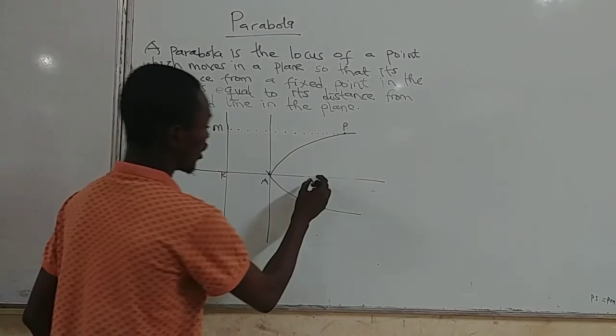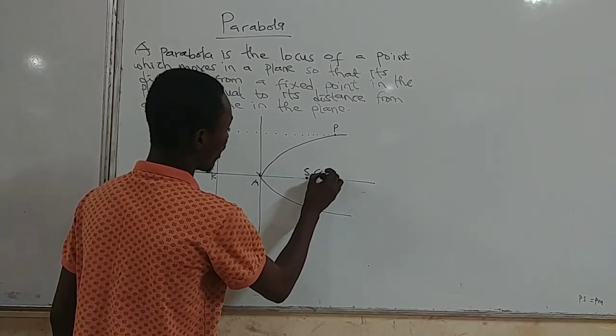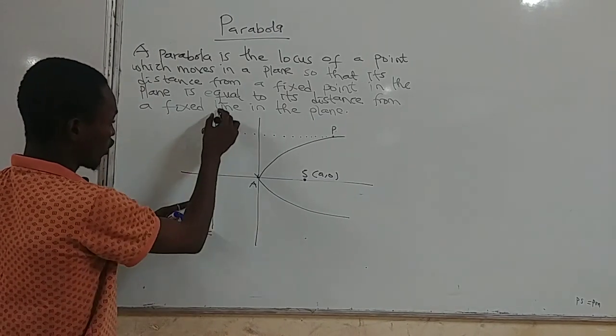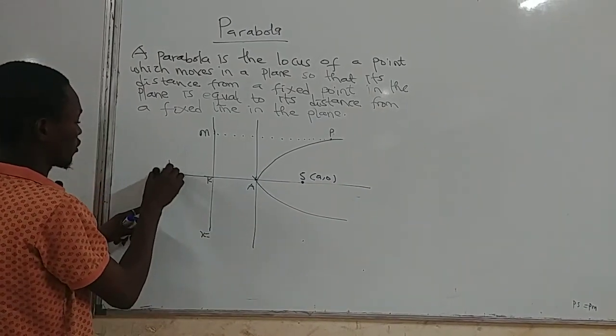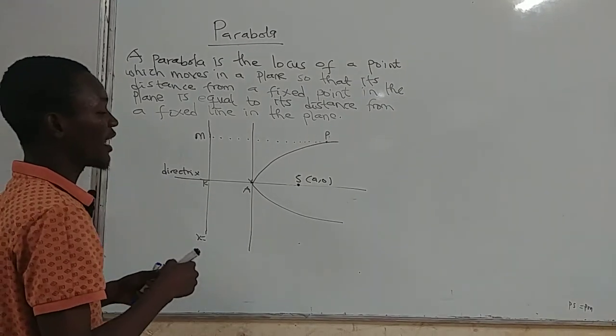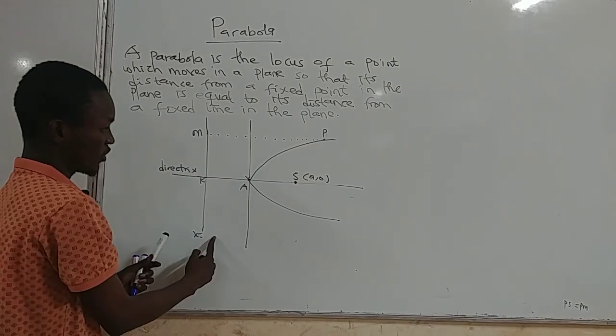Now, this is the fixed point we are talking about. That is our focus, say with coordinates (a, 0). And the fixed line we are talking about is the directrix. So the vertical line that lies behind the parabola is the directrix.